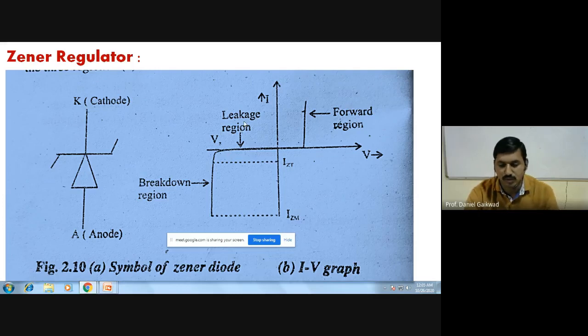Okay, check carefully. We have current on the vertical axis and voltage on the horizontal axis. It will work in forward bias similar to an ordinary diode, but it has a specific breakdown voltage, for example 5 volt, 6 volt. At that voltage, the diode starts conducting current, and suddenly the current increases. So that condition is called the breakdown, or breakdown voltage.